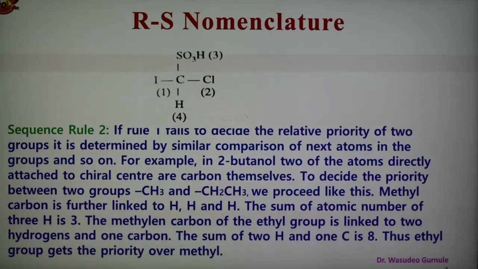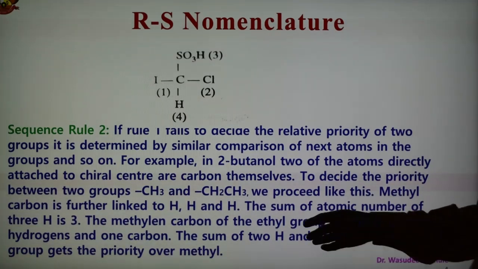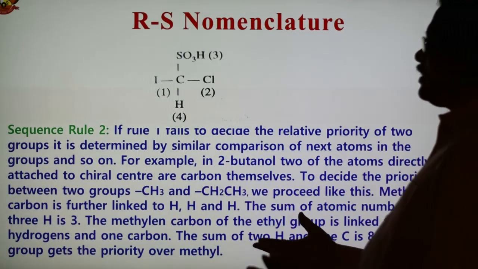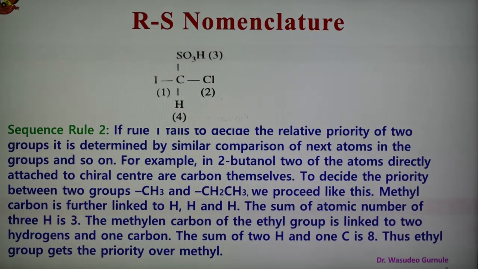For example, in 2-butanol, 2 of the atoms directly attached to the chiral center are carbon. 2 carbons are attached. To decide the priority between the two groups, methyl and ethyl, we proceed like this. So how will we do that? 2 carbons are attached. One is a methyl group, second is an ethyl group. Both are carbon. So in this case, both carbons have the same atomic number. So which one has higher priority?